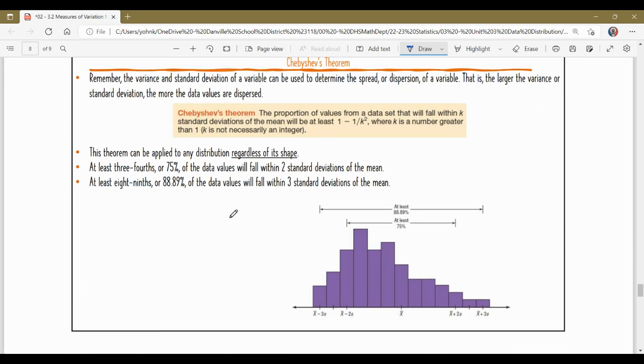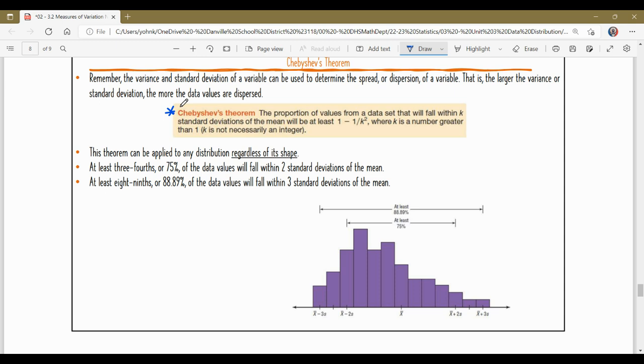Okay, so remember that the variance and standard deviation of a variable can be used to determine the spread or dispersion of a variable. That is, the larger the variance or standard deviation, the more the data values are dispersed. Now we have something called Chebyshev's theorem, which says that there is a certain percentage that falls within a certain number of standard deviations from the mean.